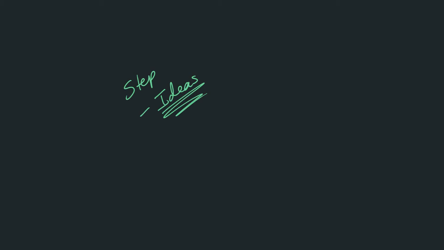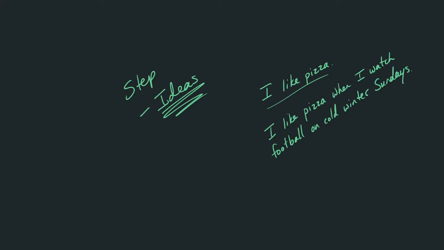Like you can write a very simple sentence, like I like pizza. There's really only one idea there. However, if we add more ideas, I like pizza when I watch football on cold winter Sundays, we need to make sure that the ideas are arranged in a logical and efficient way. But if you notice, I added a bunch of ideas. I like pizza, that'd be our first idea. When I watch football, would be our second idea. And on cold winter Sundays would be our third idea. The sentence is more interesting. It's more informative. So we're going to talk about how to develop sentences so that they are more interestingly written.